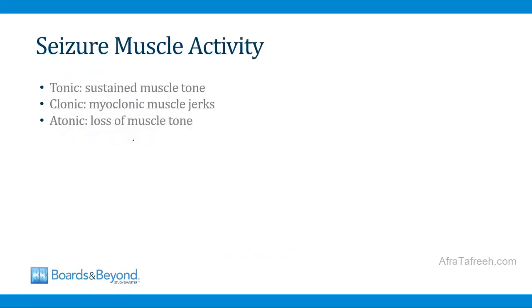There are three terms used to describe the muscle activity that occurs with seizures. Tonic activity is when there's tone to the muscles, so sustained muscle tone is evidence of tonic activity in a seizure. Clonic activity refers to myoclonic muscle jerks, so this is a sudden contraction of the muscle and then a quick release. And then lastly, atonic muscle activity is loss of muscle tone.